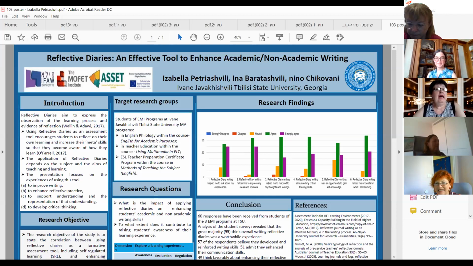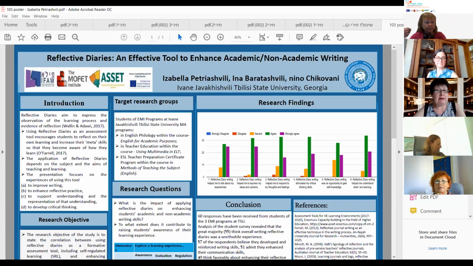Thank you. So the current presentation focuses on the experiences of using reflective diaries in order to improve writing, to enhance reflective practice, to support understanding and the representation of that understanding, and to develop critical thinking. The research objective of the study is to state the correlation between using reflective diaries as a formative assessment tool, including self-regulated learning, and enhancing academic and non-academic writing in MA programs at the postgraduate level at TSU.